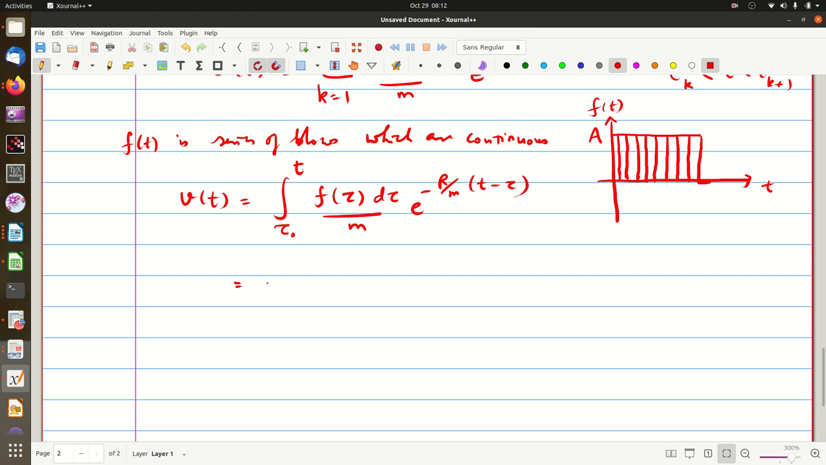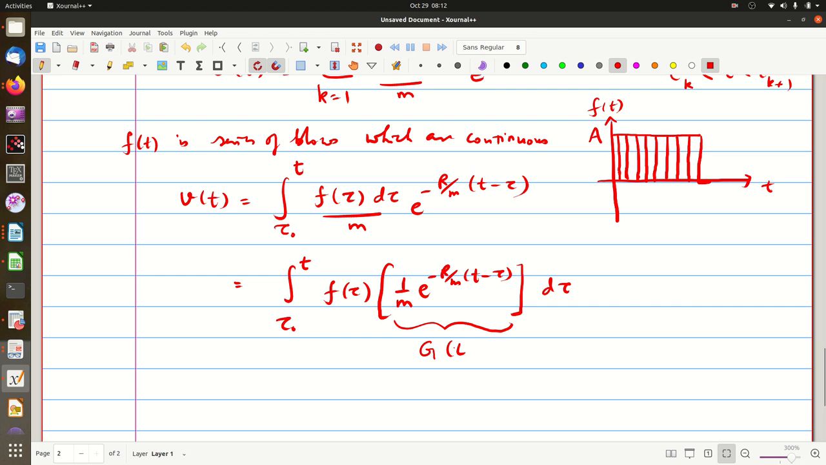We can write it as the integral from tau naught to t. I can keep my f of tau here and then write 1 by m exponential minus r by m times t minus tau d tau. If you observe carefully, this is basically the solution to the problem for a unit impulse, and that is what we call the delta function. And obviously the impulse is almost instantaneous, right? So this is nothing but what we call the Green's function, g of t comma tau.